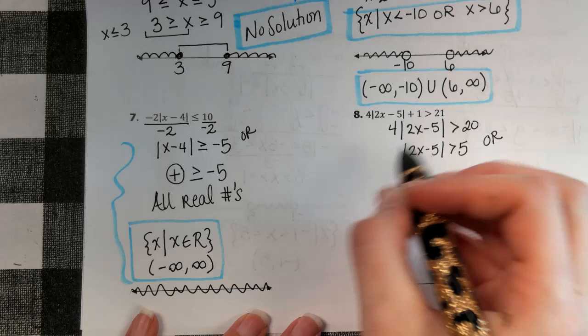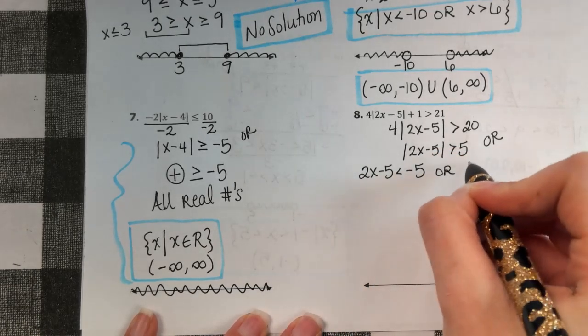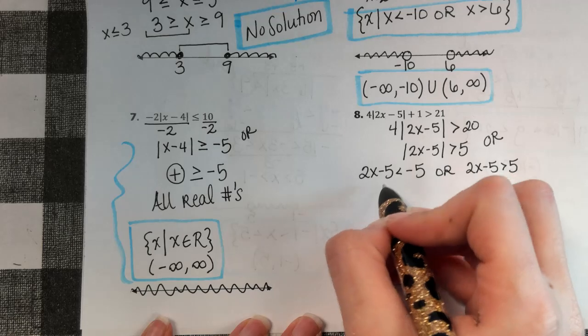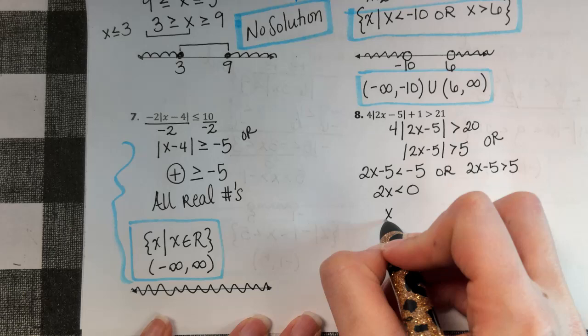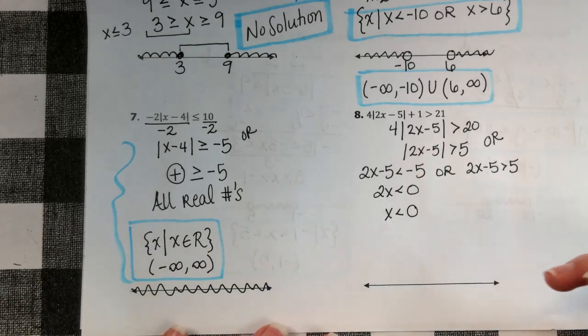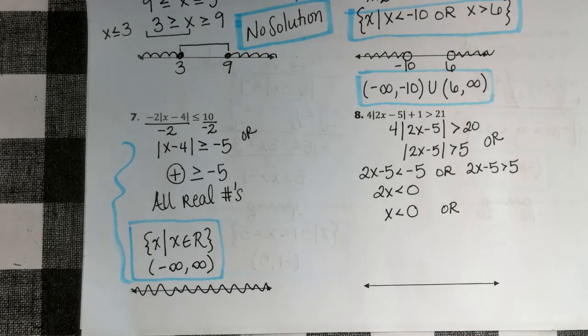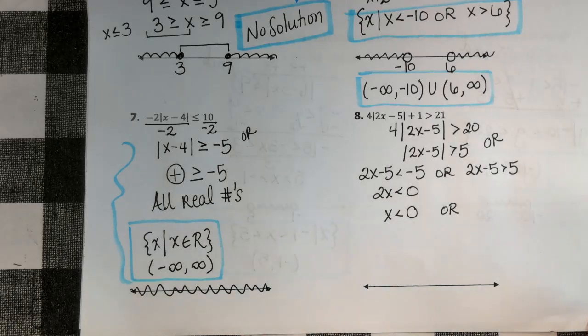Yes. Okay, so then you get 2x minus 5 is less than negative 5, or 2x minus 5 is greater than 5. Okay, add your 5. 2x is less than 0. Divide by 2, and x is less than 0. Or add 5. Did we get there? Yes. That 2x stuff, that's 0.